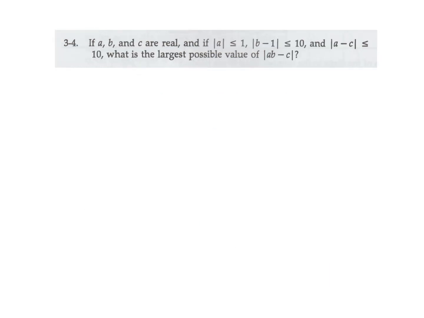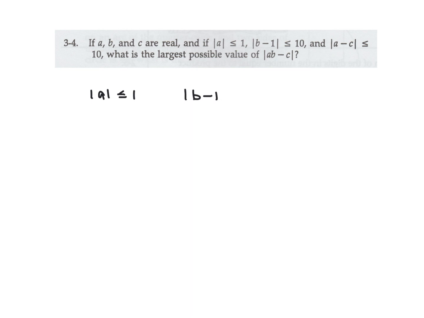If A, B, and C are real, and if the absolute value of A is less than or equal to 1, the absolute value of B minus 1 is less than or equal to 10, and the absolute value of A minus C is less than or equal to 10, what is the largest possible value of the absolute value of A, B minus C? All right, so the absolute value of A is less than or equal to 1.